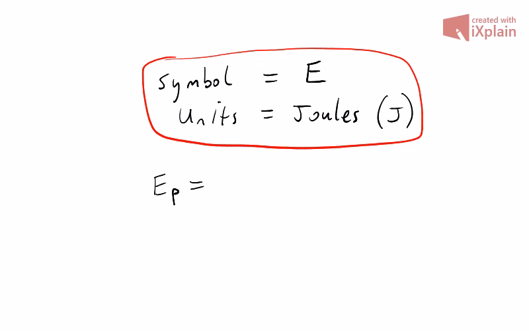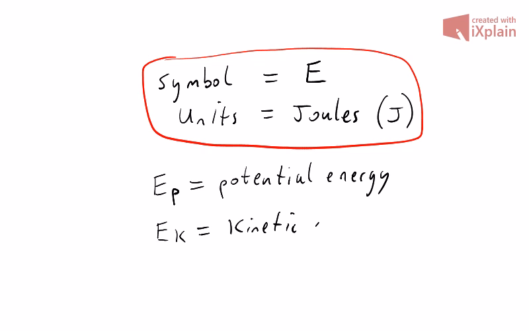The first one is EP. Now that just stands for potential energy. Potential energy is like stored energy. So if something's raised up to a height, for example, then it's got stored potential energy. It has the potential to fall back down to the ground. The other one is EK, and that stands for kinetic energy. And again, kinetic energy just means movement energy.